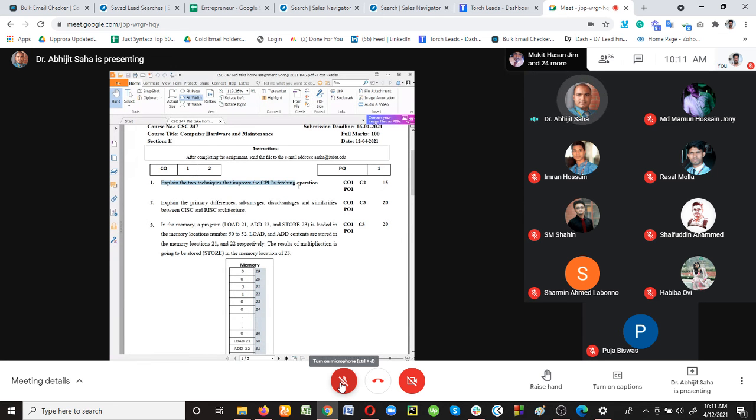Explain the two techniques that improve the CPU's fetching operation. So what are the two techniques? Can anybody tell me? What are the two techniques? No one?